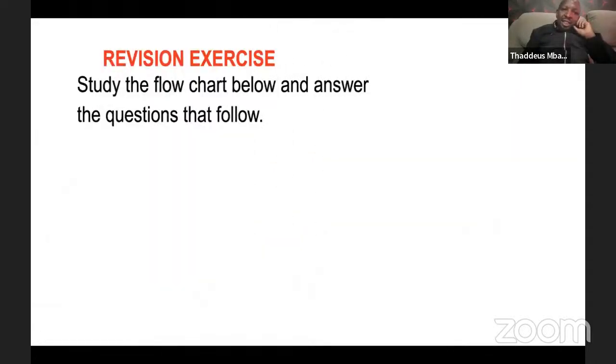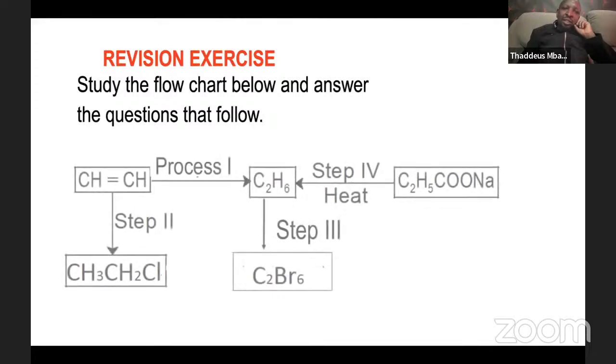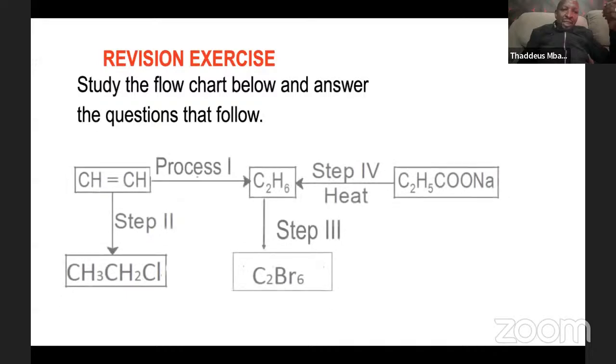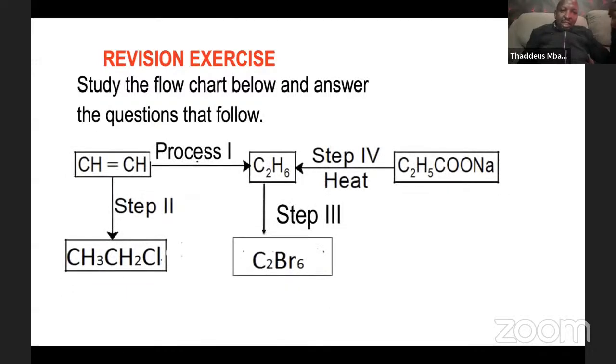Revision exercise: study the flowchart below and answer the questions that follow. Because that one is not under your syllabus, we'll be able to look at it later. But of course, I can just give you this kind of thing. You see, this is ethene, process 1 changing to C2H6. What are we adding here?